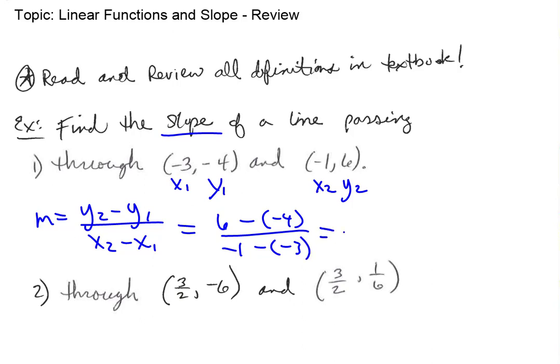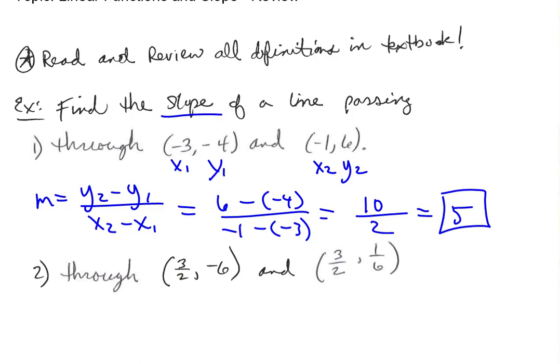Of course, we'll just do the arithmetic to simplify these. On top we have 6 minus -4, that's really 6 plus 4, which is 10. Down below we have -1 minus -3, that's really -1 plus 3, which would be a 2, which would simplify to 5, or 5 over 1. And so ultimately the slope of the line containing those 2 points would be 5.